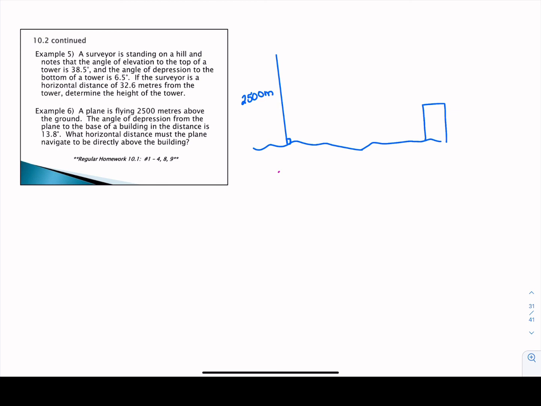So remember, angle of elevation and depression are always measured from the horizontal upwards or from the horizontal downwards. So if this is an angle of depression, we need to measure from the horizontal downwards, because we're looking from the plane to the bottom of the building. That angle of depression needs to sit right here, and we know that angle is exactly 13.8 degrees. So there's your angle of depression. It's not giving us an angle inside the triangle, but we have different means in order to do that.